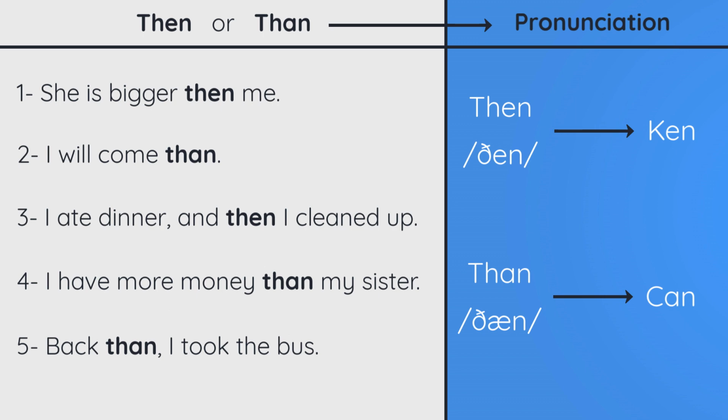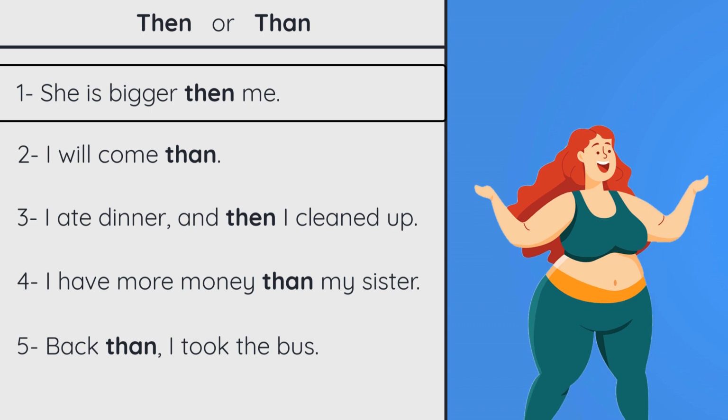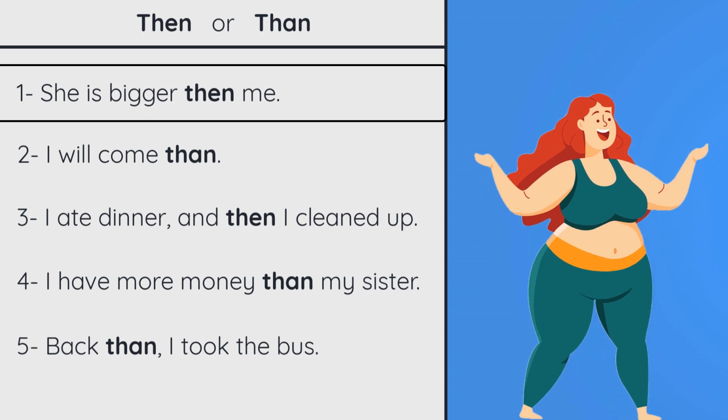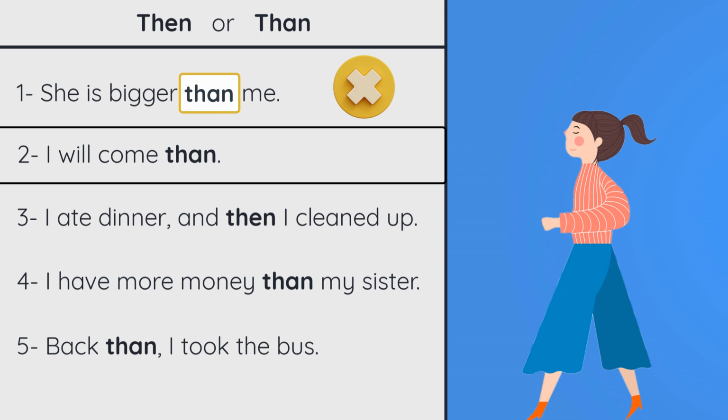Now, let's look at some questions, and I want you to see where you currently are in terms of then versus than. Our first example: she's bigger than me. Do you think this sentence is correct? If you said no, you're correct. This should be than. Number two: I will come than. What do you guys think? This is also incorrect.